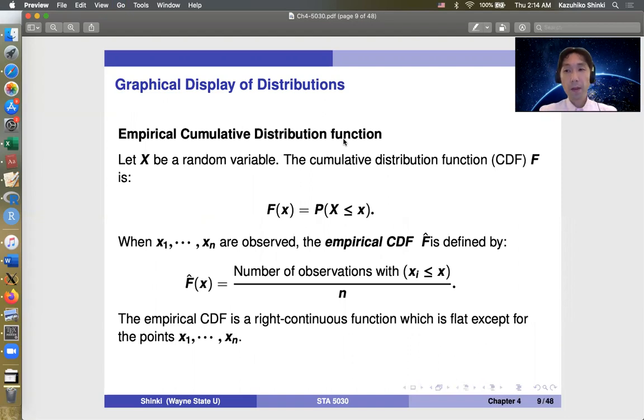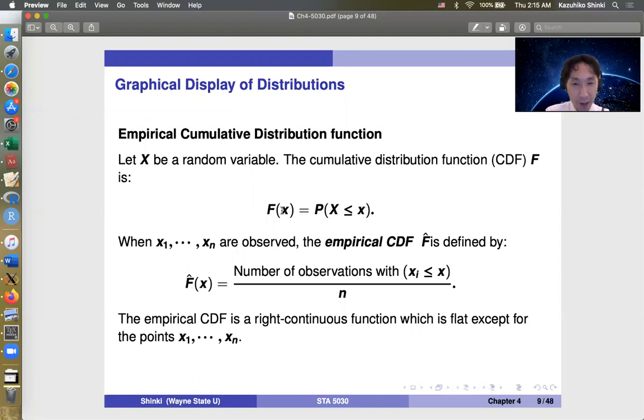Hi everyone. So we continue chapter 4. The next topic is the empirical cumulative distribution function. This is one of the most important concepts in this chapter. Basically, we are thinking about the cumulative distribution function, that is the function of x, the probability that the random variable X is less than lowercase x.